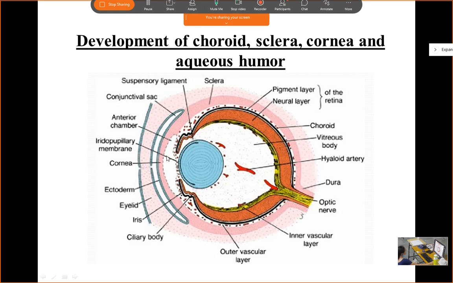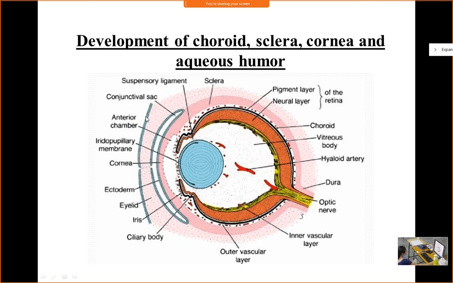Now in the mesoderm between the surface epithelium and the cornea, there is mesenchyme, and some spaces will appear, coalesce with each other, and form the conjunctival sac. So the eyelid is covered by the conjunctiva, but it will not cover the cornea. Here they have shown it, but in the cornea this is not the conjunctival epithelium. The conjunctival epithelium is present only up to the sclera. Later on it will disappear here. So this is the conjunctival sac.